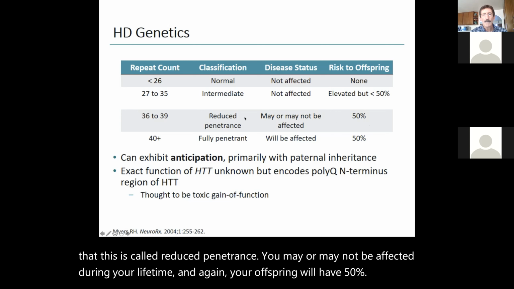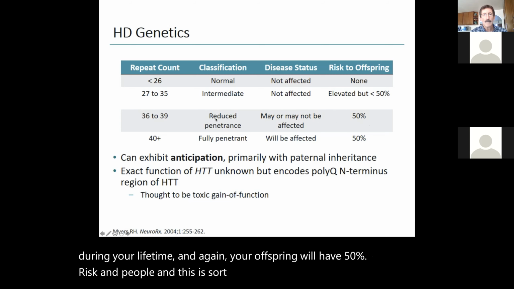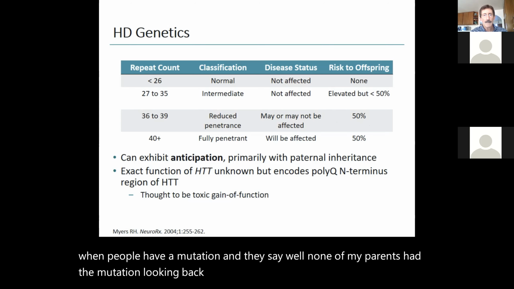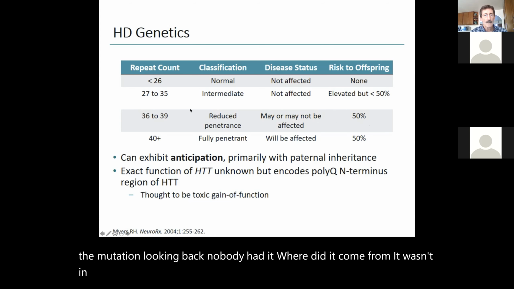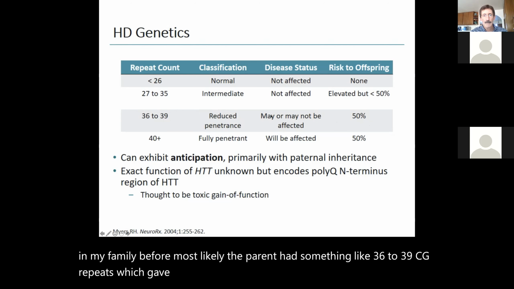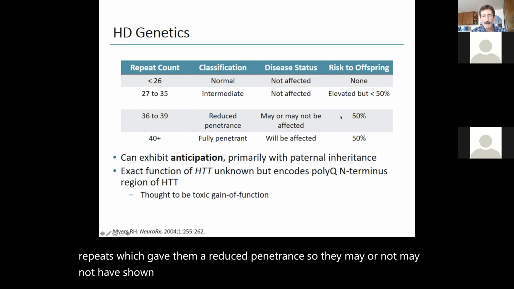And this is probably one of the common situations when people have a mutation and they say, well, none of my parents had the mutation. Looking back, nobody had it. Where did it come from? It wasn't in my family before. Most likely the parent had something like 36 to 39 CAG repeats, which gave them a reduced penetrance. So they may or may not have shown disease in life, but the children still had a 50% risk.